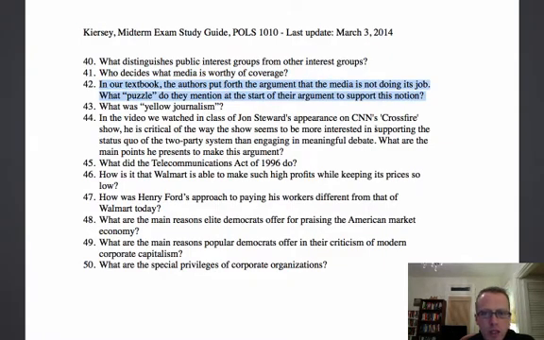Now, in our textbook, the authors put forward the argument that the media is not doing its job. What puzzle do they mention at the start of their argument to support this notion? Now, this goes, of course, back to the fact that even in 2004, a good deal of people still believed that there were weapons of mass destruction in Iraq.